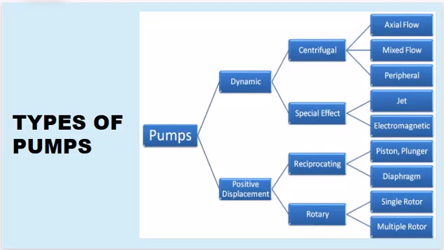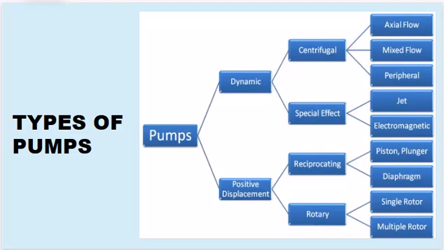Then there are mixed flow pumps, which combine features of centrifugal and axial designs. These handle medium flow rates and moderate pressure. Lastly, axial flow pumps push fluid straight along the shaft and are perfect for very high flow rates at low pressure. Next, we have positive displacement pumps.